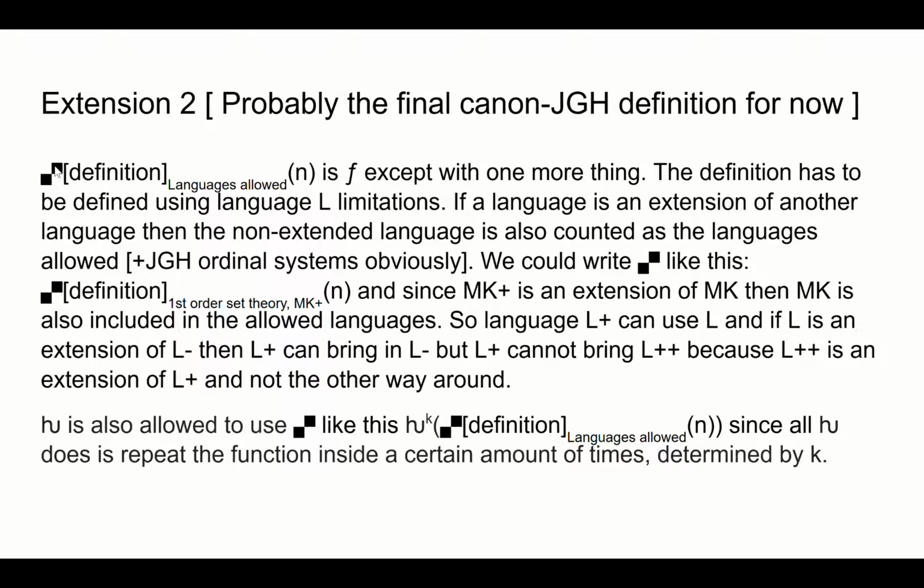Bottom left, top right, definition languages allowed. n is F except with one more thing. The definition has to be defined using language L limitations. If a language is an extension of another language, then the not extended language is also counted as the language is allowed. Plus JGH ordinal systems, obviously. We could write this like this.